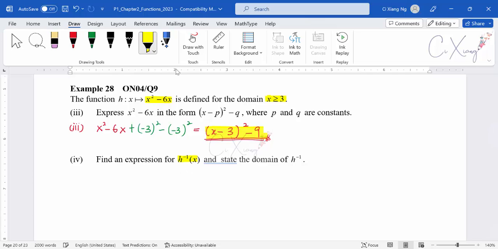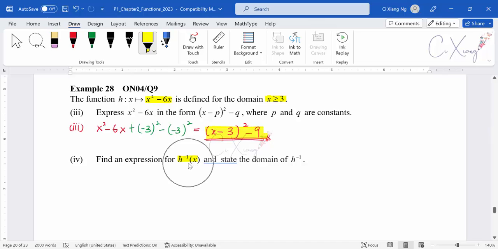Every time you want to find the inverse function for a quadratic equation, there's only one way: you must go through completing the square of the quadratic function. There's no other method. So every time they ask you to find the inverse function for any quadratic expression or equation, please make sure that you complete the square before you continue to find the inverse function.